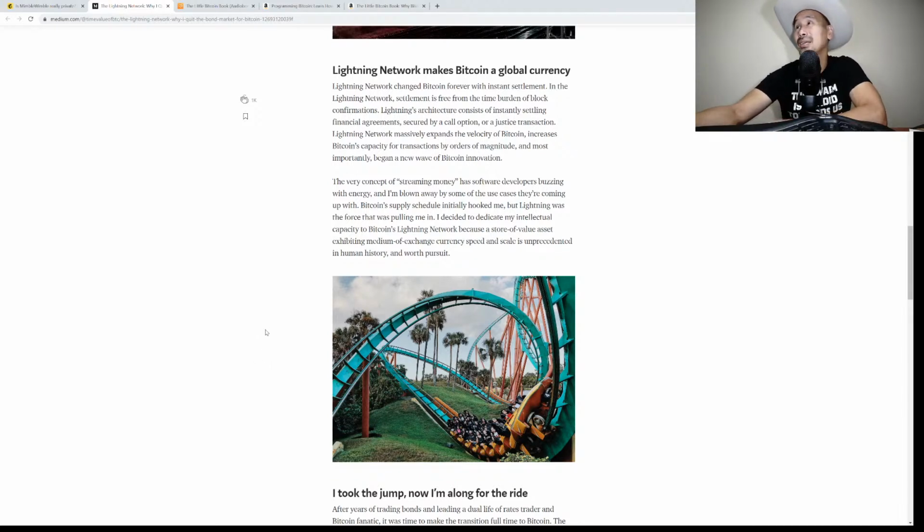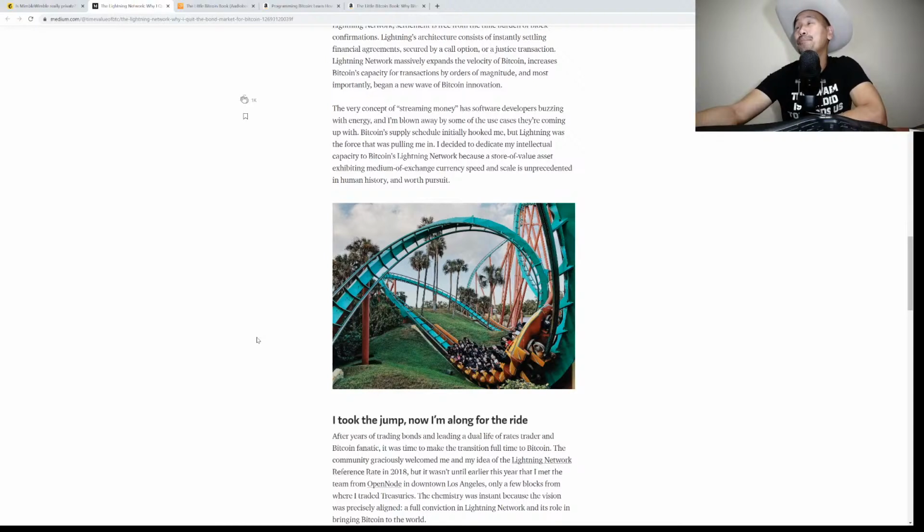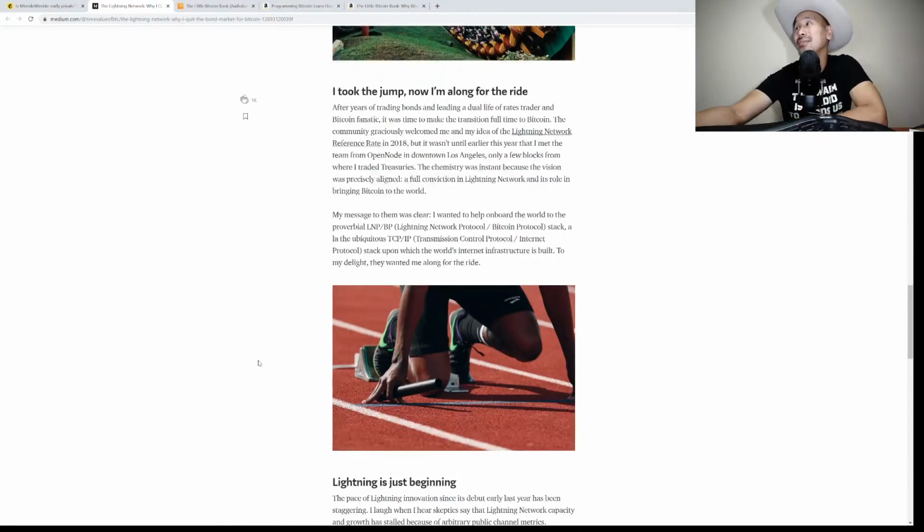So basically what he's saying here is that Bitcoin is clearly a store of value, but Lightning enables it to get to medium of exchange or method of payment, and that's the thing that he's talking about here.